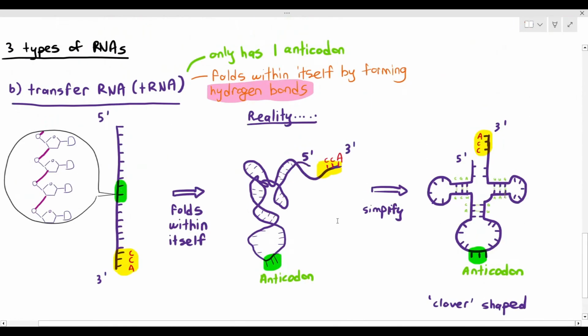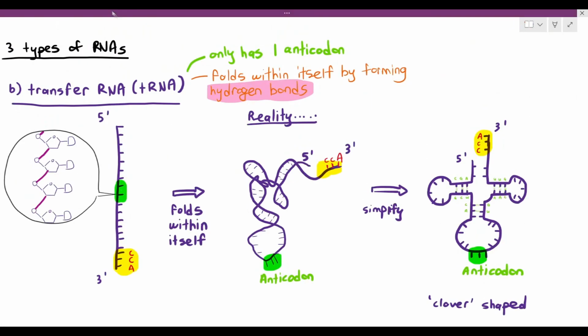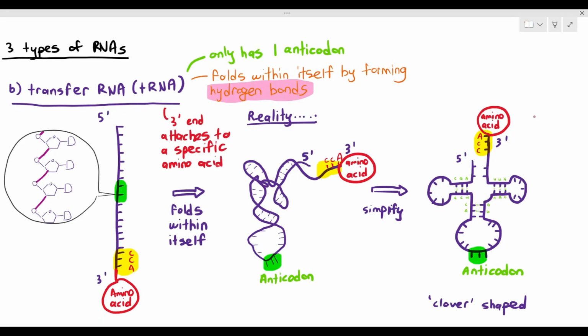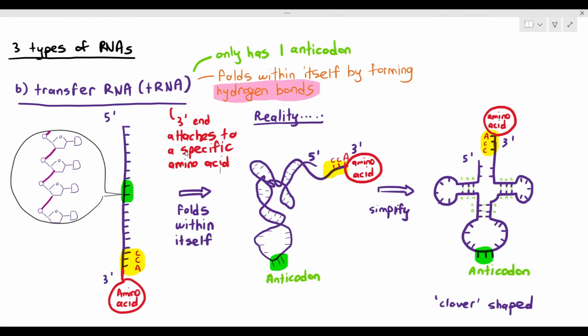Now, another very important thing to also know is at the 3 prime end, where the base CCA is located, the tRNA will attach to a specific amino acid. More to be elaborated on that later, but for now, this is just what you have to know about the structure of the tRNA molecule. I will not talk about the functions yet.